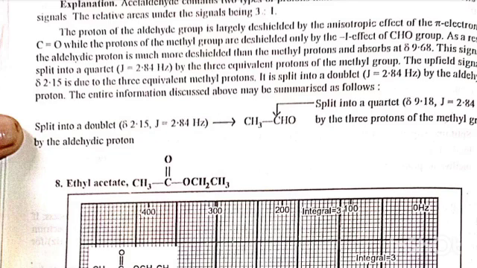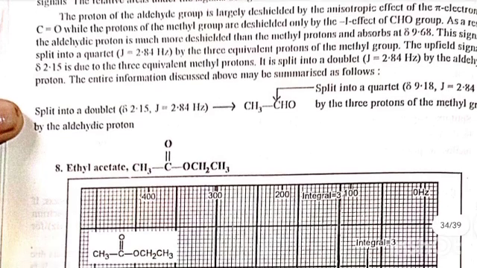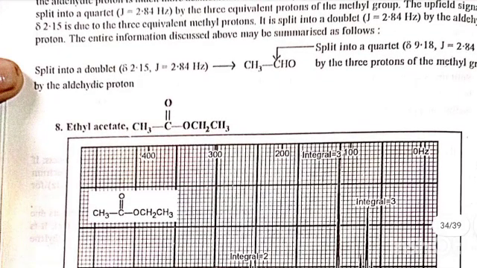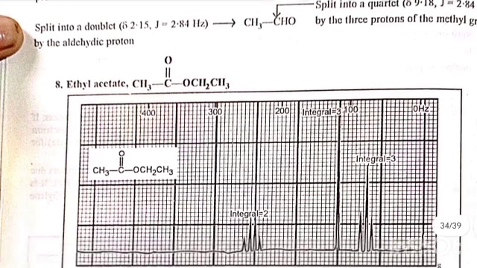delta 9.66. This signal is split into a quartet by the three equivalent protons of the methyl group. The upfield signal at delta 2.15 is due to the three equivalent methyl protons. It is split into a doublet by the aldehydic proton. The entire information is discussed below.